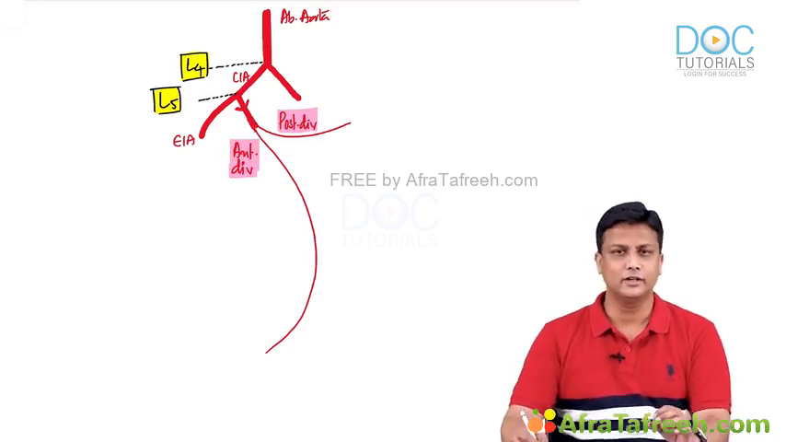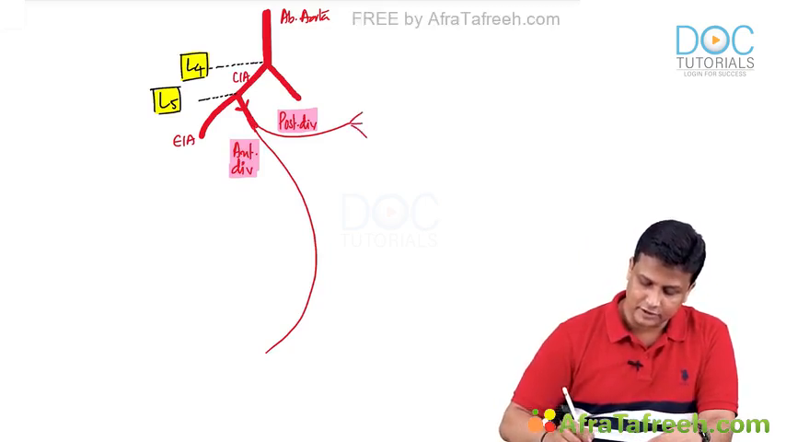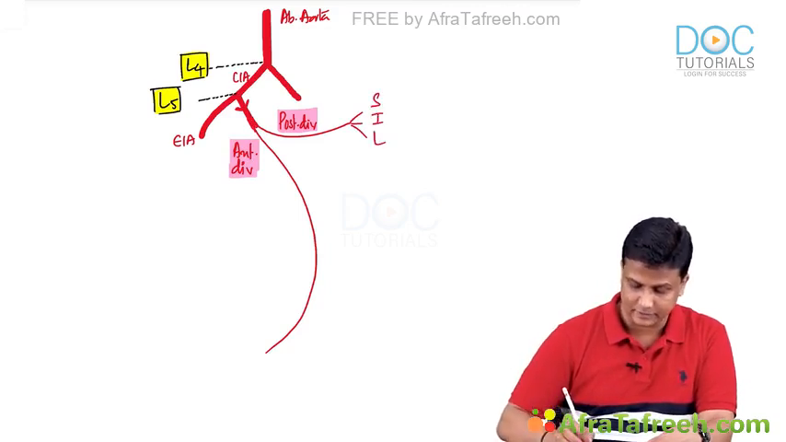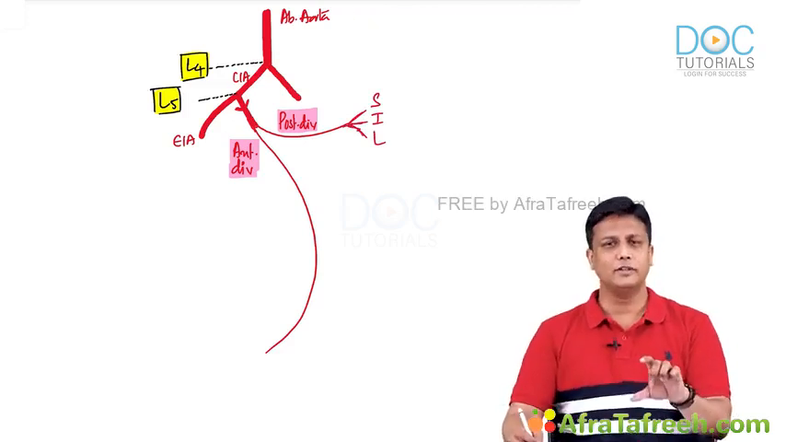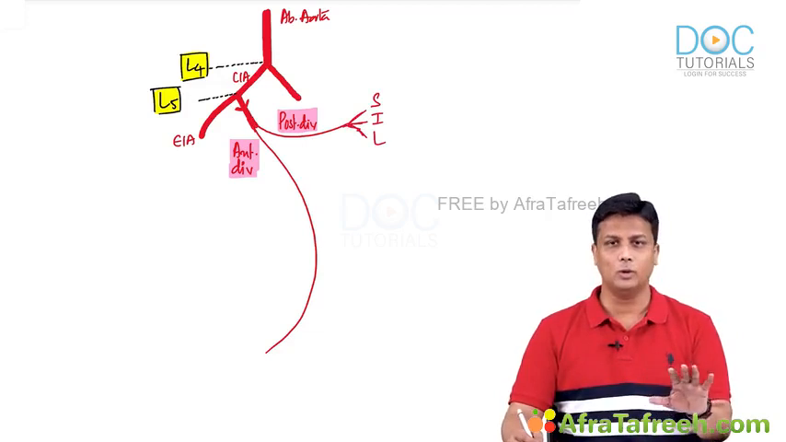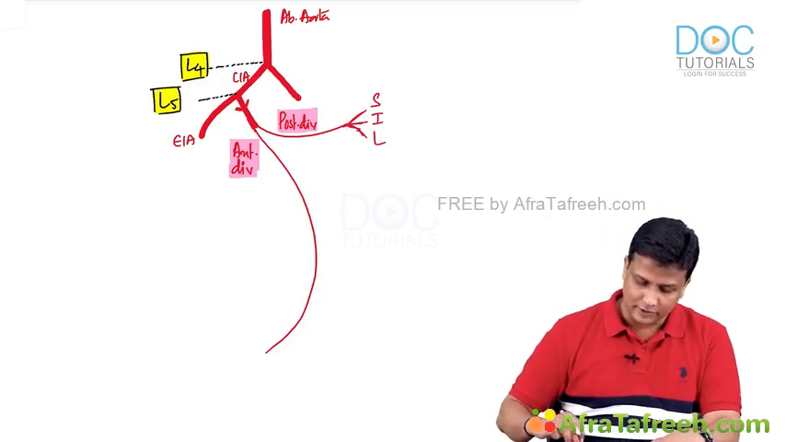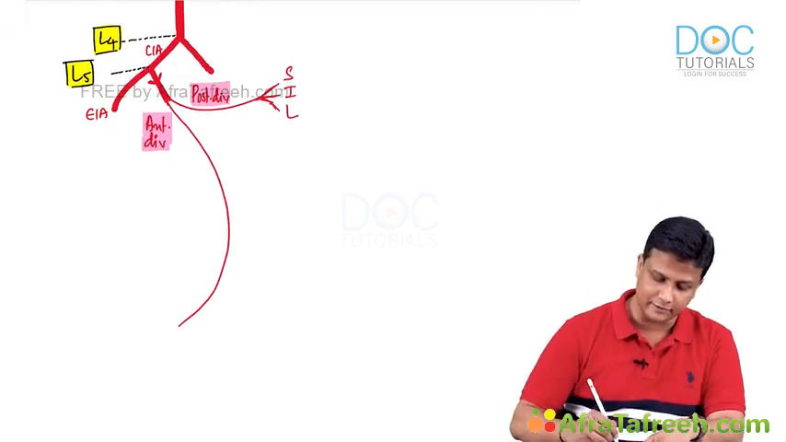The easy way to learn here is to learn the branches given by the posterior division. Posterior division will give just 3 branches. Students love to remember those 3 branches with the mnemonic S, S, I, L: SIL branches. Once you remember these 3 branches, all the remaining branches are from the anterior division only. That's all. There are only 3 branches given from the posterior division of the internal iliac artery.